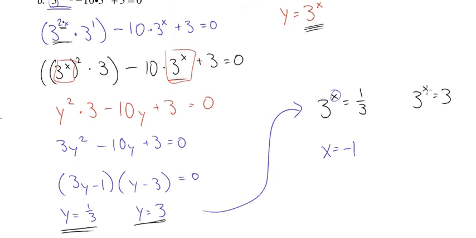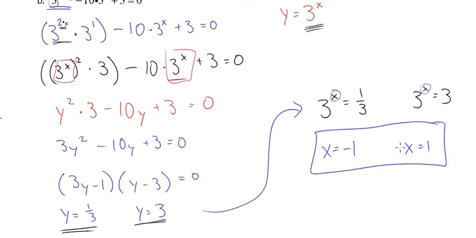All right. On the other side, if we have 3 to the x power and it's equal to 3, well then 3 to the first power gives us 3 again. And now we have our two x values. We have x equals -1 and x equals 1.